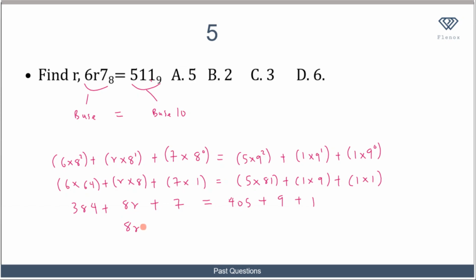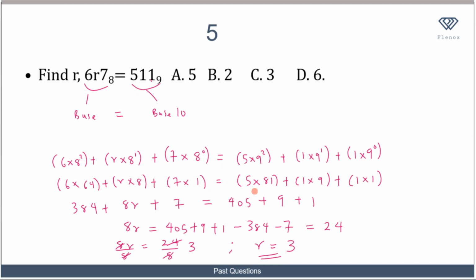So I collect like terms. I have 8R equals 405 plus 9 plus 1. Then I bring the other terms to the other side, turning them to minus 384, then minus 7. When you solve all this, it's going to give you 24. So I have 8R equals 24. What do I do? I divide both sides by 8. When I divide both sides by 8, I'm left with 3. So I know that R is equal to 3.